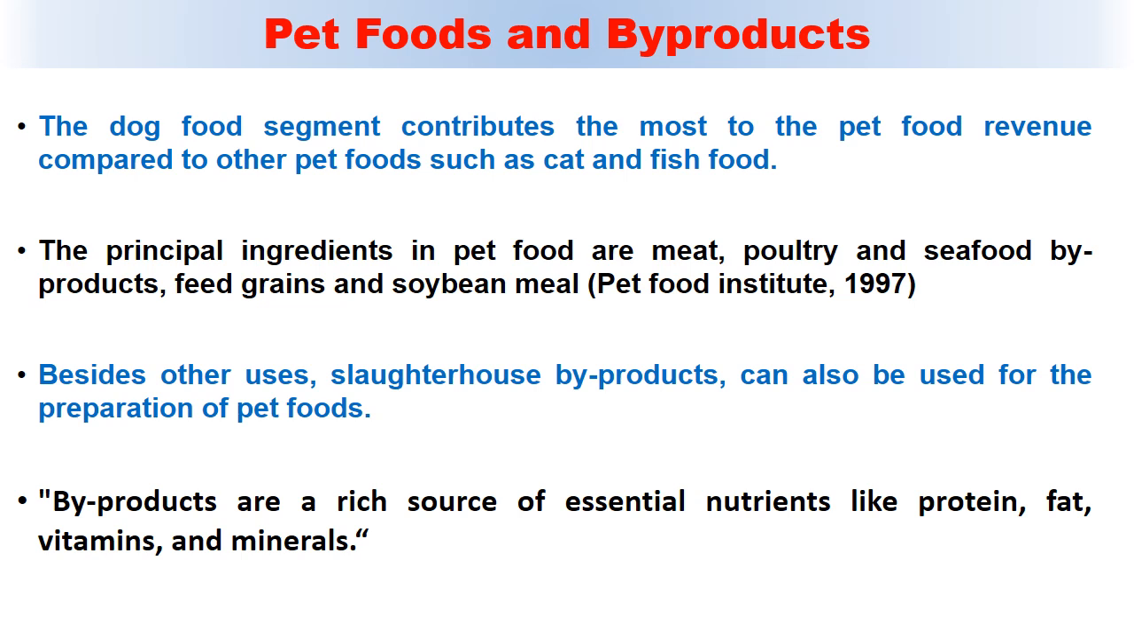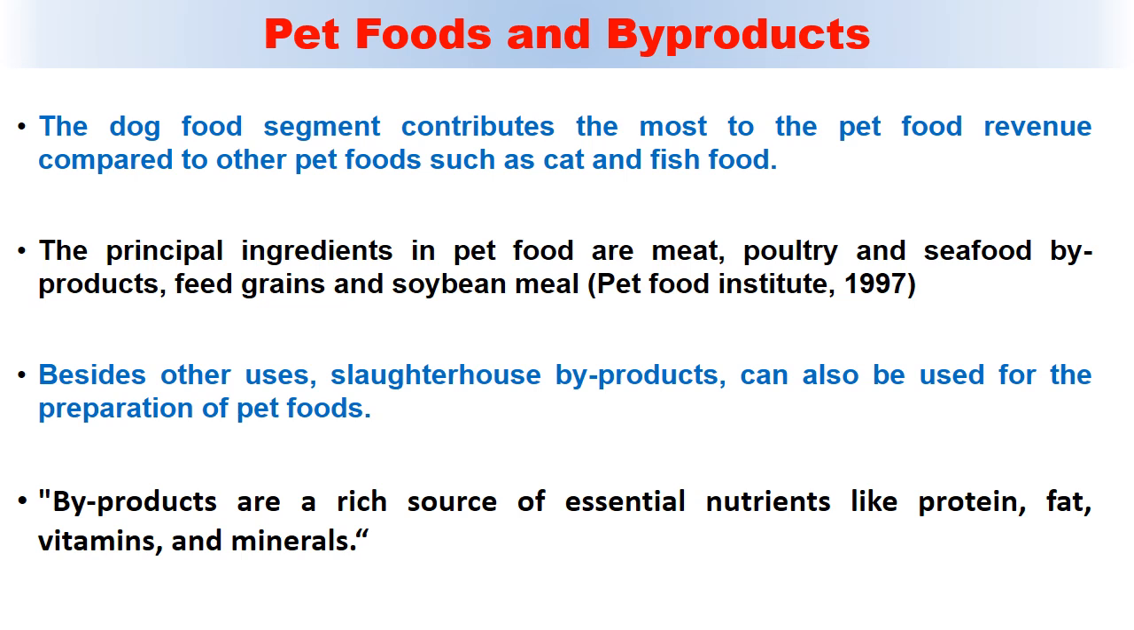Here, first we will understand pet foods and the use of byproducts and their scope of use. As I have already discussed earlier, the major segment of the pet food industry is dog food, which contributes the major part of the revenue, and then come cat and fish food. The principal ingredients in pet foods are meat, poultry, seafood byproducts, and then feed grains, either meals or whole grains, and then soya meal.